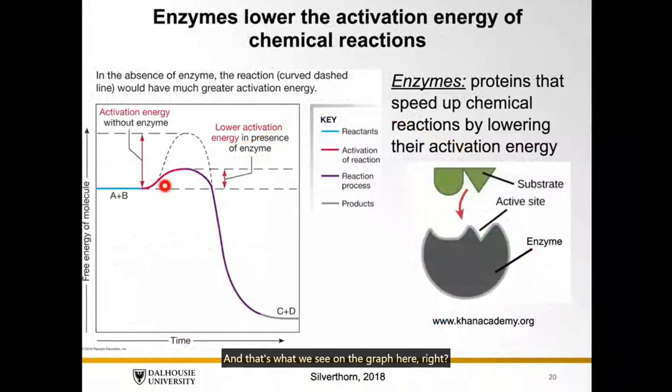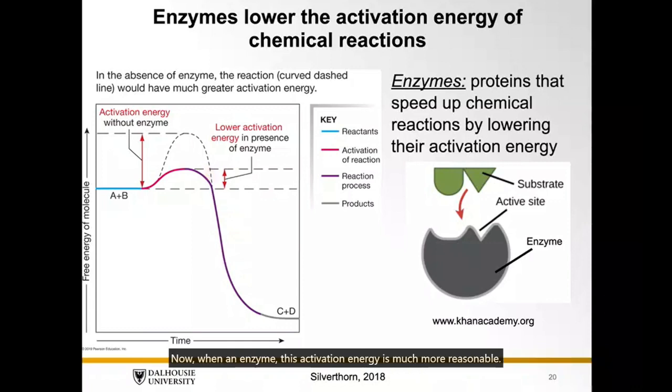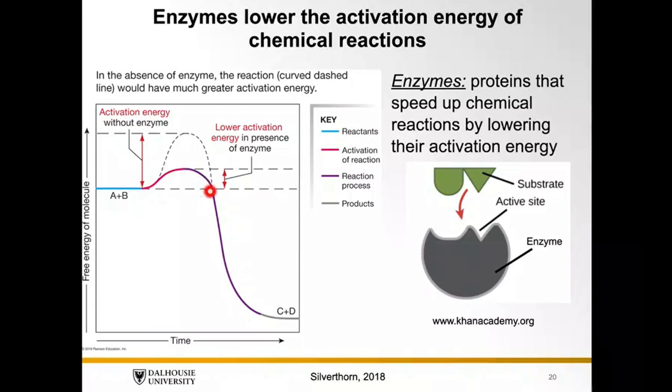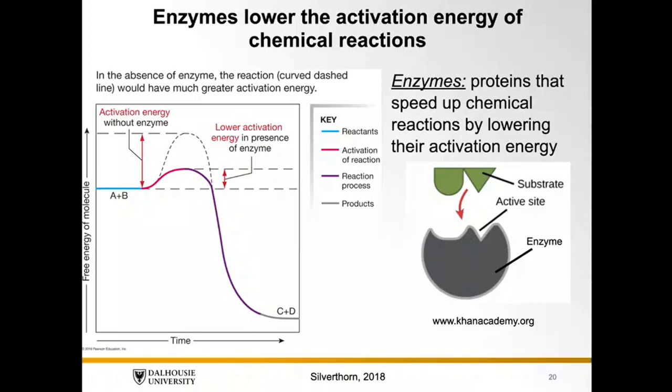And that's what we see on the graph here, right? So in the absence of the enzyme, you would have this huge activation energy. So you would need a huge push for this reaction to happen. Now with an enzyme, this activation energy is much more reasonable. So not only is the reaction more likely to happen, but it's going to happen much quicker, much faster, because there's less energy required. So what actually is an enzyme?